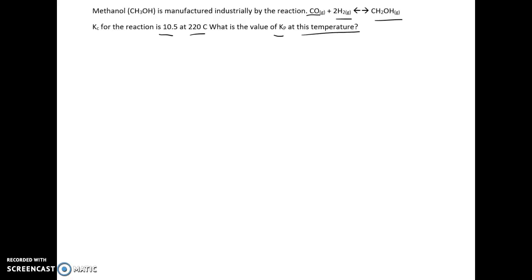So before anything, we must remember our equation that relates Kp, the equilibrium constant in relationship to partial pressure, to the Kc, the equilibrium constant in relationship to concentration, and that will be Kp is equal to Kc times 0.0821, or the constant R, and then times temperature to the power of the change in moles.